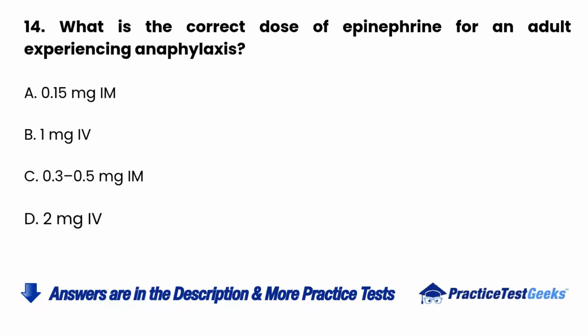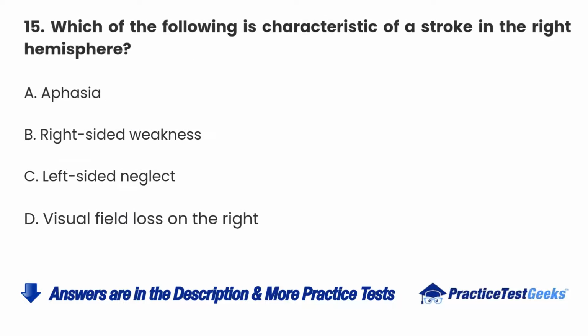14. What is the correct dose of epinephrine for an adult experiencing anaphylaxis? A. 0.15 mg IM. B. 1 mg IV. C. 0.3 to 0.5 milligrams IM. D. 2 milligrams IV.